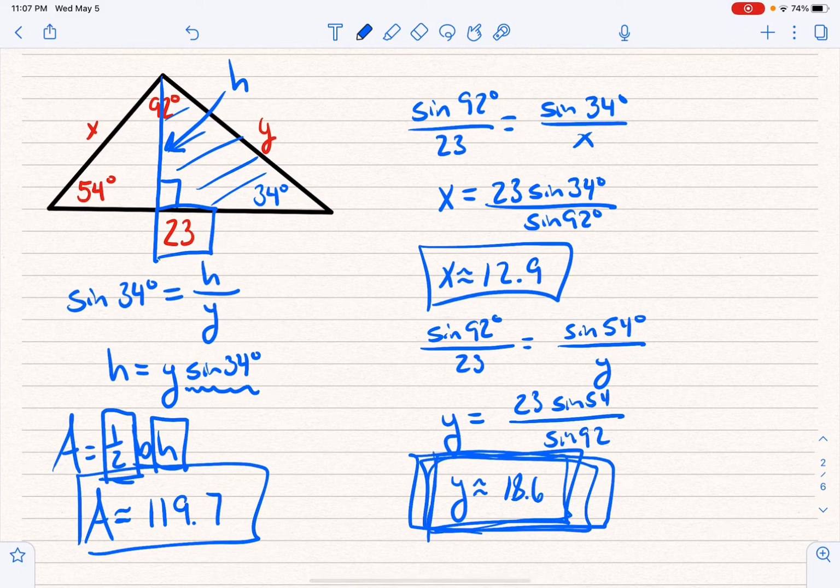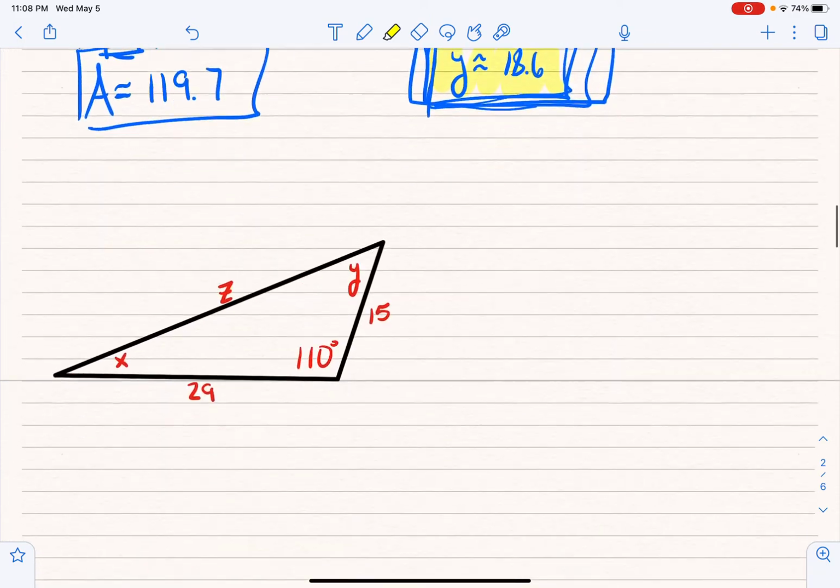Now, if I go back and try the approximate number of 18.6 and say 0.5 times 23 times the height, which is going to be 18.6 times the sine of 34. Let's see how far off my answer is. It's 19.6 instead of 19.7. So very close. Obviously an acceptable answer. Okay? All right, next one.